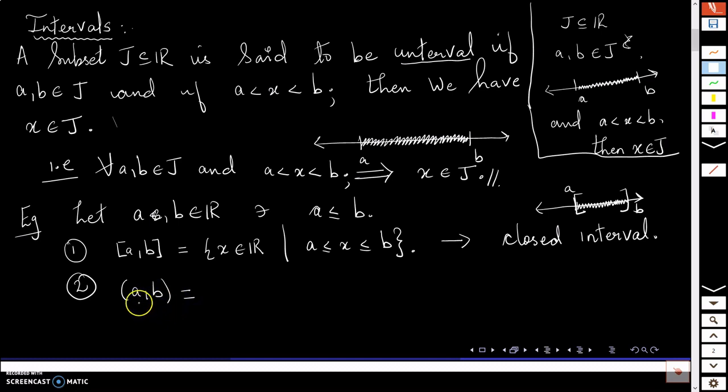Okay, and this is called open interval AB, and this will contain all those real numbers which are strictly greater than A and which are smaller than B. Now in the open interval, we are not including the endpoints A and B. So that is the difference between open interval and a closed interval. So this is the set of all real numbers x such that x is strictly bigger than A and x is strictly less than B. Okay, so the endpoints here are not included, and this one is called open interval.